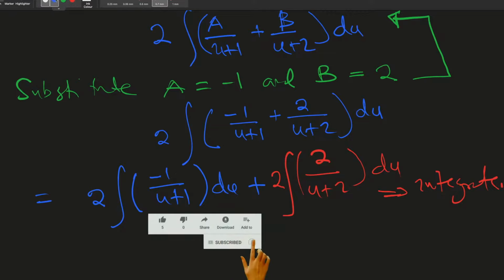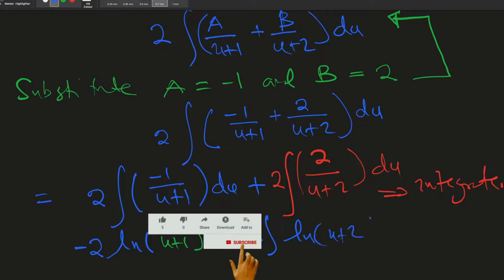Now, our 2 is out, and the minus will affect it. So we have a -2 out, and this will be natural log of u plus 1, plus natural log here, 2 and 2, that will be 4. So 4, the integral natural log of u plus 2, plus our constant. So this is the integral.